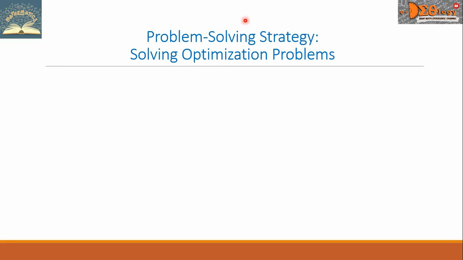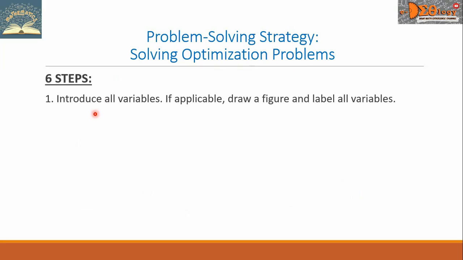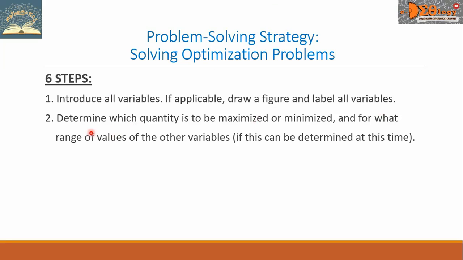Here now is the problem-solving strategy for optimization problems. We have 6 general steps. Step 1. Introduce all variables. If applicable, draw a figure and label all variables. Second, determine which quantity is to be maximized or minimized, and for what range of values of the other variables, if this can be determined at this time.